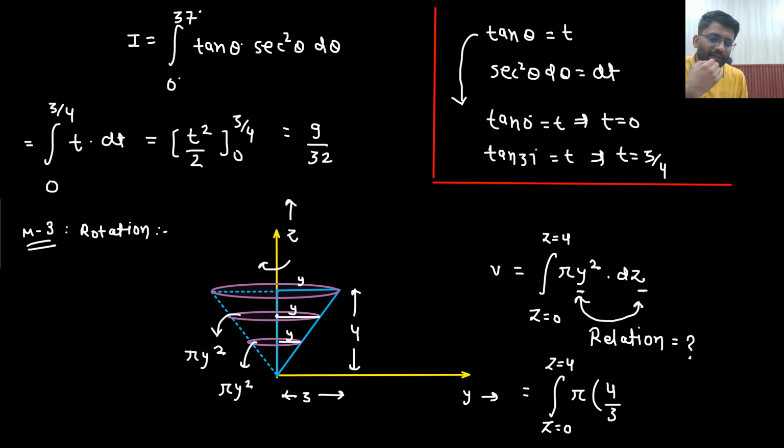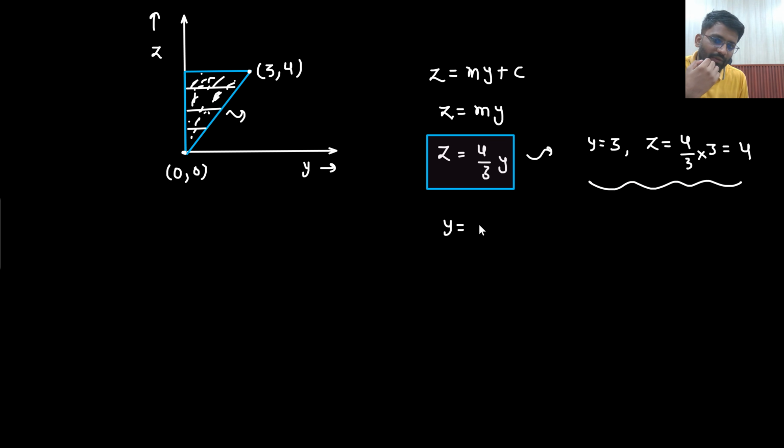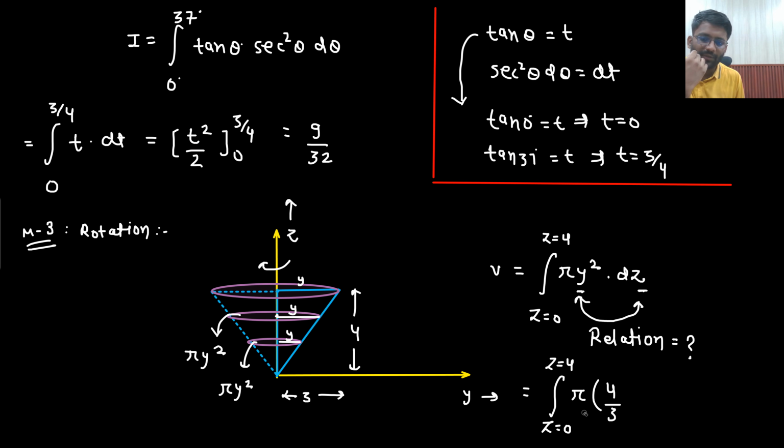Sorry. y equals 3 by 4 z. Right? So y equals 3 by 4 z, because the limit is of z, no? So I need to put (3 by 4 z) square dz. So 9 by 16 will come outside.